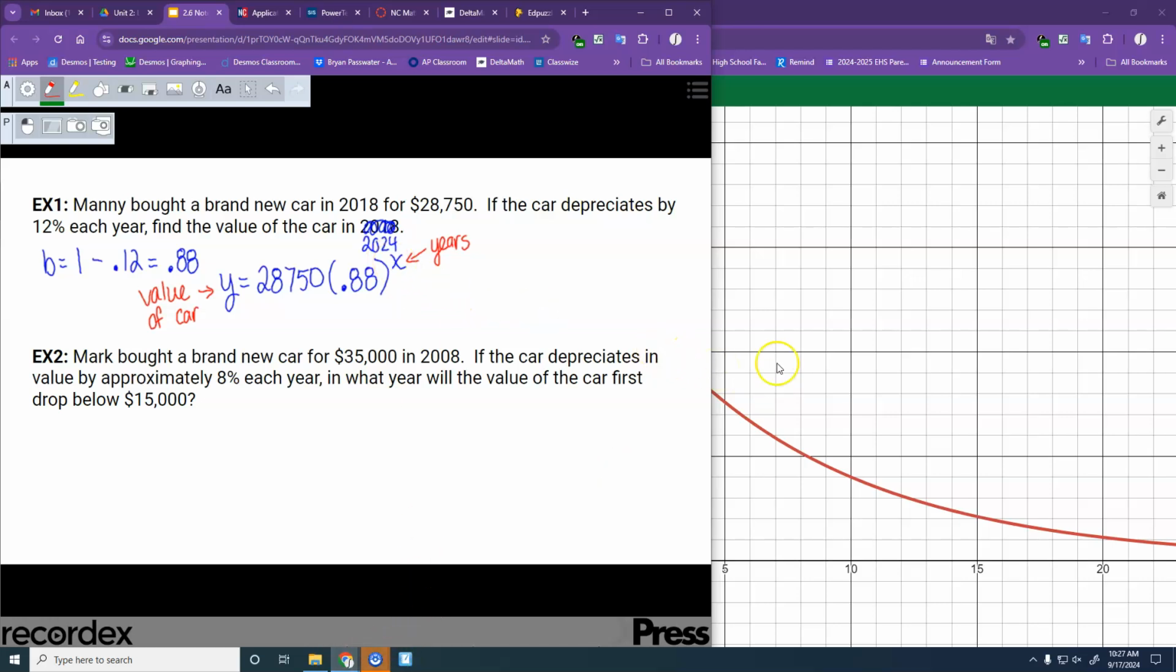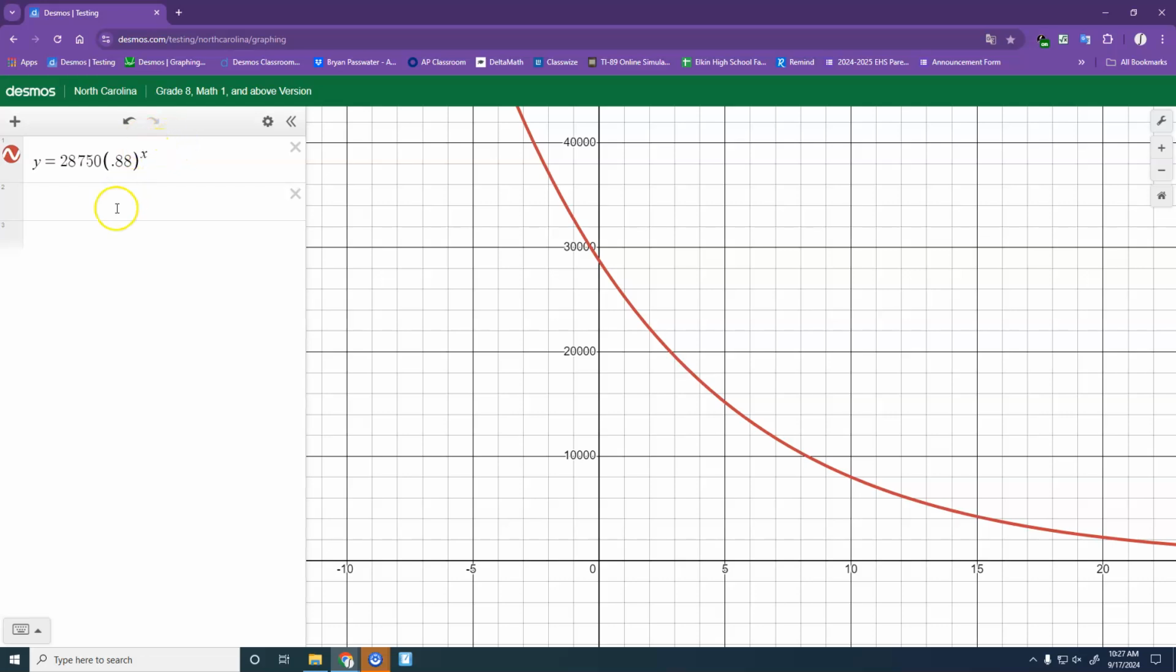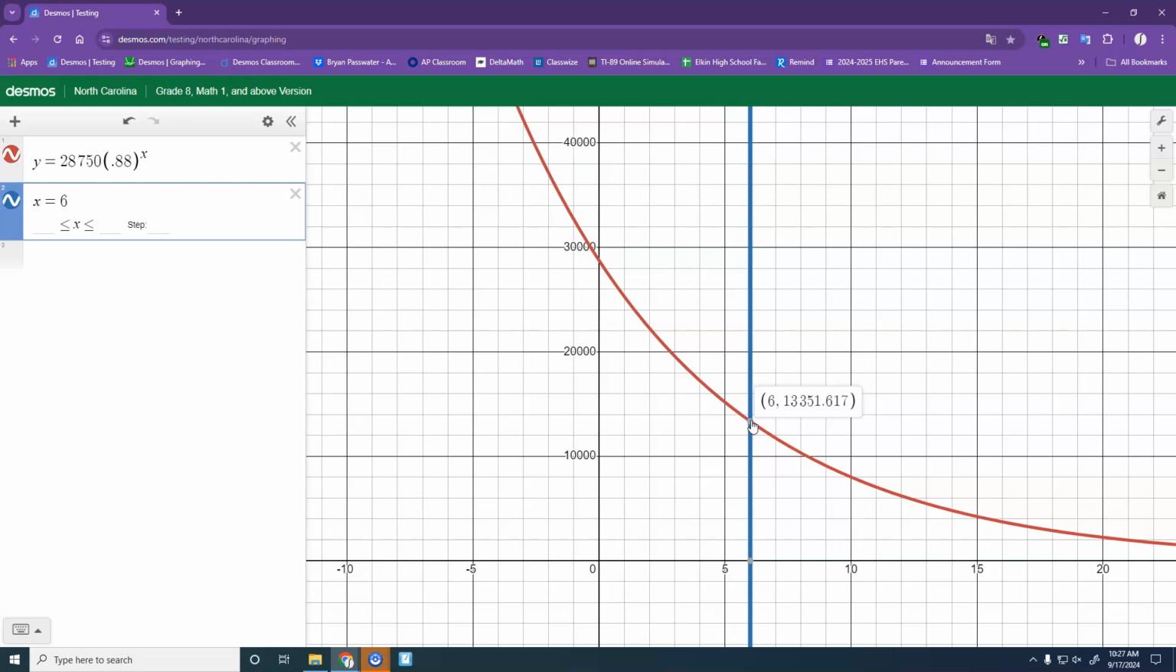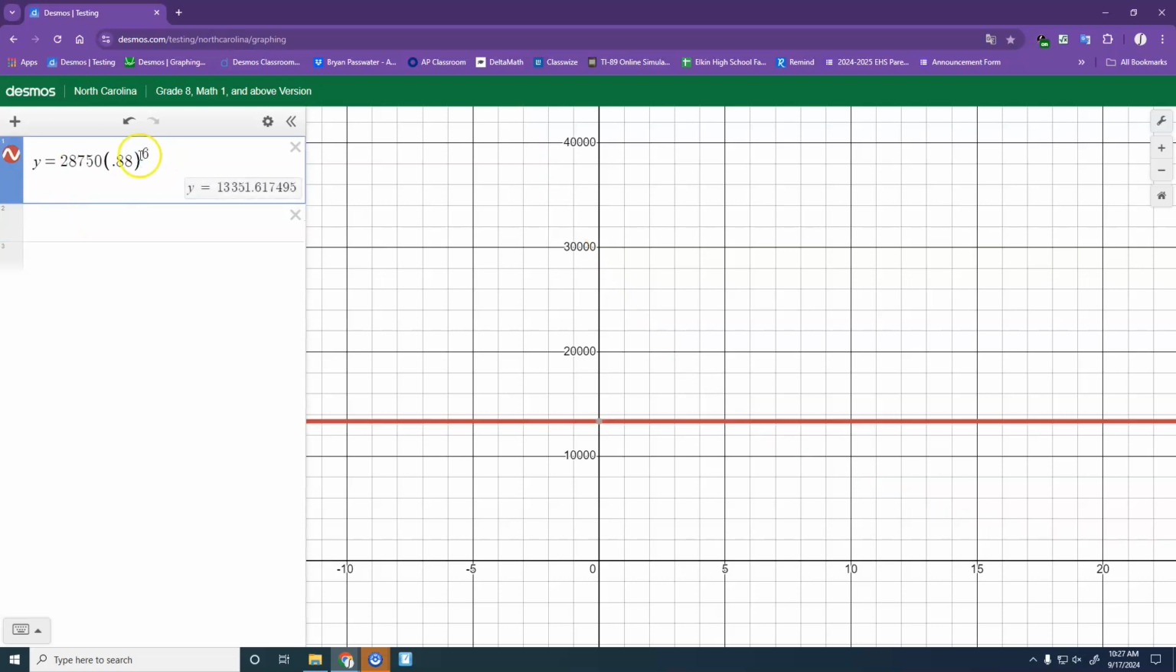Let me show you two options you've got over here on Desmos. You can do one of two things. You can go down here to the next line and say X equals 6. It will put you a line right here. You'll see it's $13,351.62. Or you can go up here and type in that 6. It gives you the number right here.